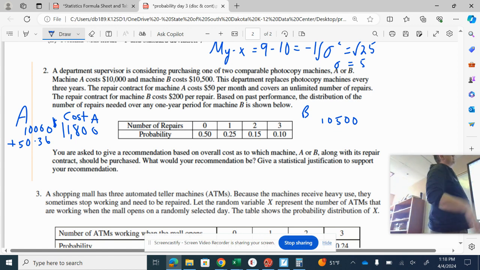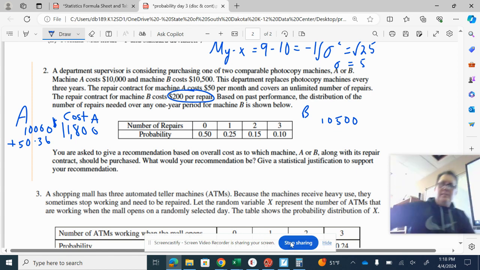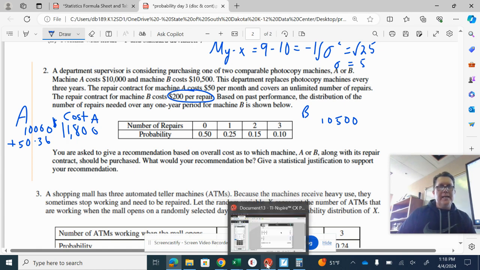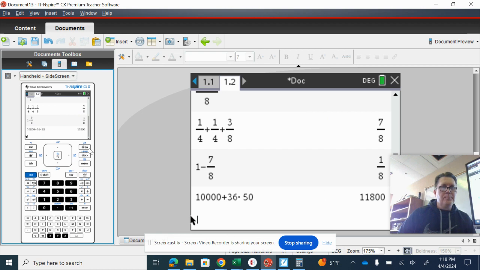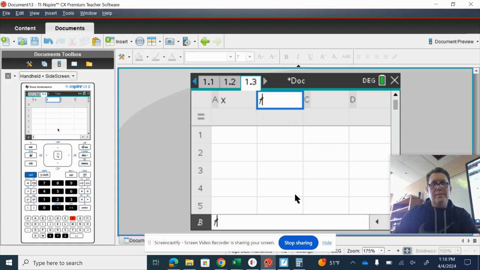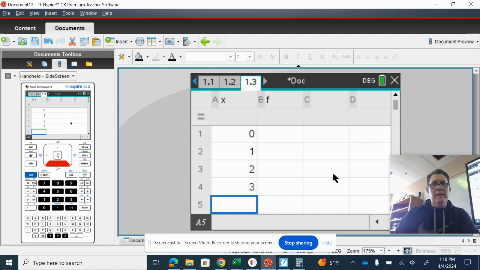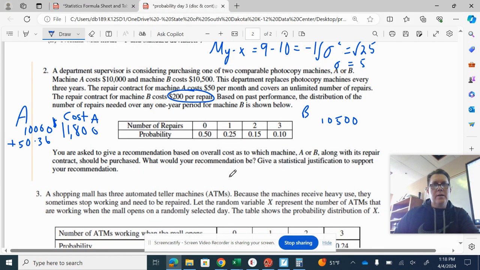And now for B, it's $10,500, but it costs $200 for every repair, every time they come out and repair it. Now, understand, they're probably not coming out every month to repair these machines. They probably don't break down that much. But this one gives us these values that we are going to type in. Now, I recommend, again, you type these into lists. So you take your list, we'll call it X, and just for the sake of it, I'm calling it F for frequency. We could have 0 repairs, 1, 2, 3, and it says it's the repairs, I believe, in any given 1 year period.